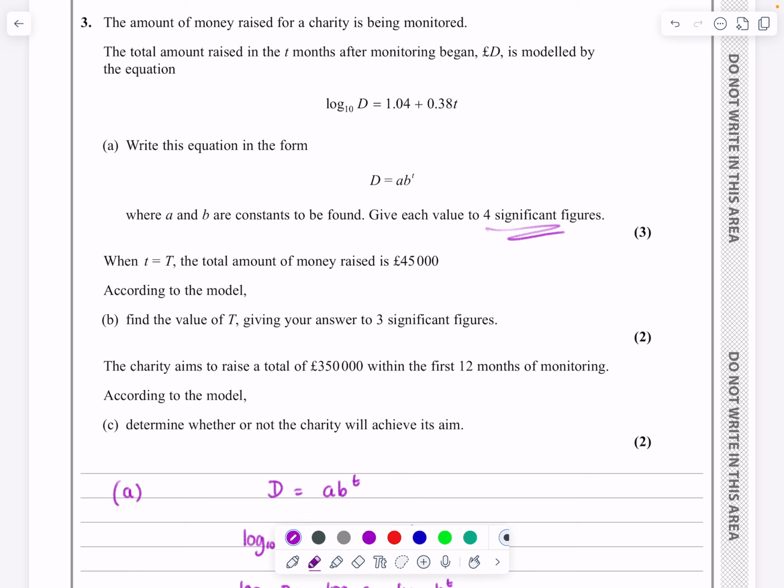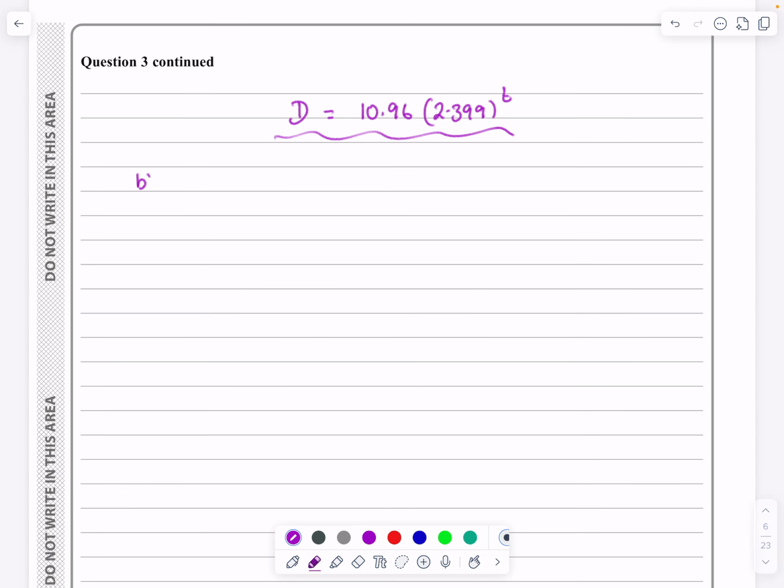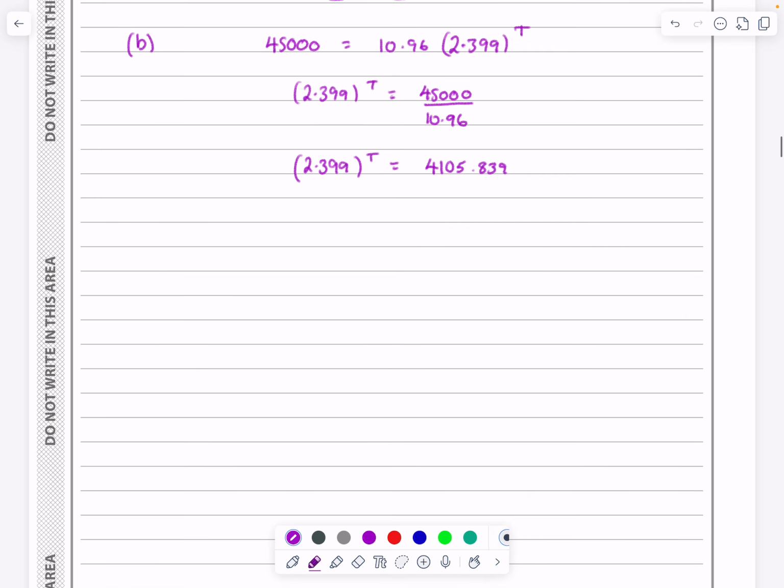And can I work out what T is? Yes, it's going to be an exponential equation to solve. Let's get going with it. So we've got that 45,000 is equal to 10.96, 2.399, and they said T, so I might as well put it as a capital T there. We just need to rearrange that then. So I'm going to get 2.399 to the power T is 45,000 divided by 10.96. So we're going to get 2.399 to the power t is equal to whatever that is, 4105. I'll just put a couple of decimals but keep the whole number on the calculator.